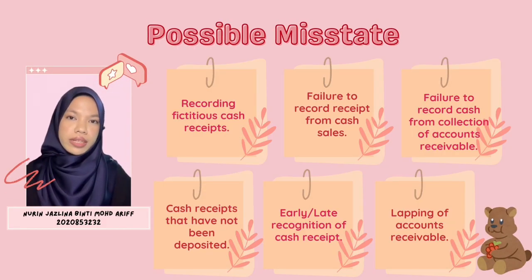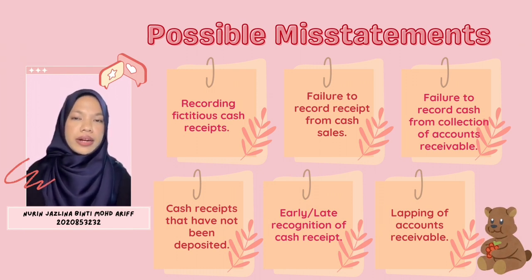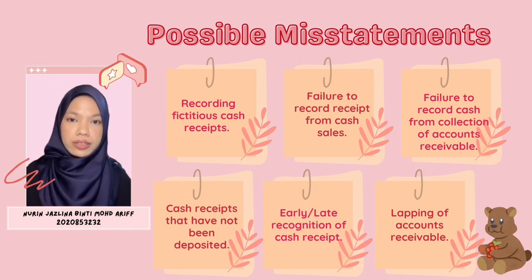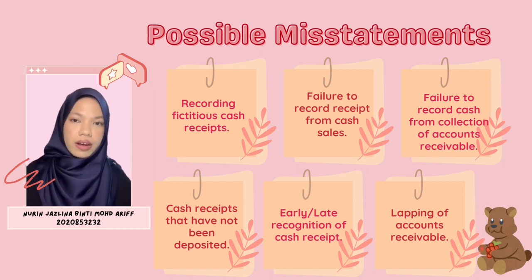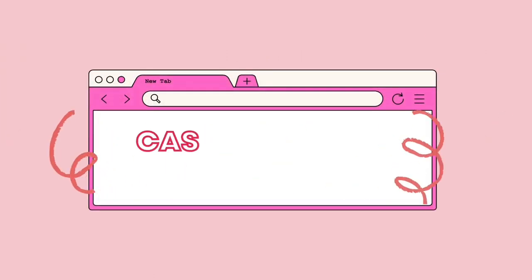For this objective, the auditor is concerned with the possible misstatements that can occur, which are recording fictitious cash receipts, failure to record receipt from cash sales, failure to record cash receipt from collection of accounts receivable, cash receipts that have not been deposited, early or late recognition of cash receipt, and lapping of accounts receivable.